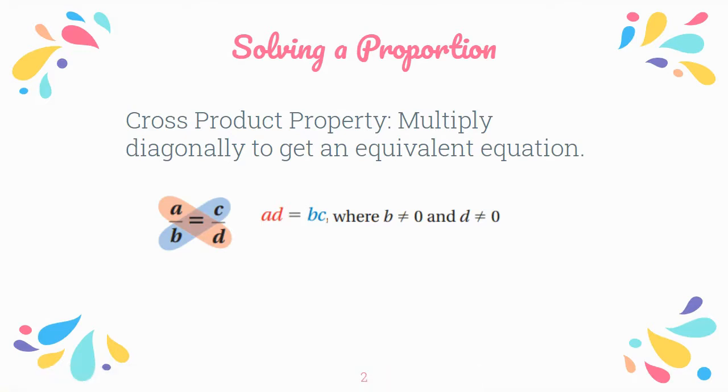When we solve a proportion, we're going to use the cross product property, which means that we're going to multiply diagonally to get an equivalent equation. So for instance, when we have A over B equals C over D, we multiply A times D, and then we'll multiply B times C and set them equal to each other. And in this case, B does not equal 0 and D does not equal 0 because they're in the denominator, and we can't divide by 0.